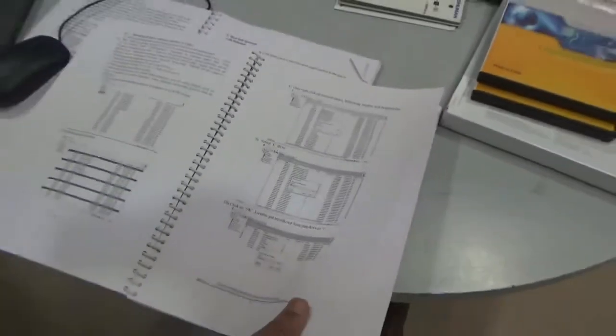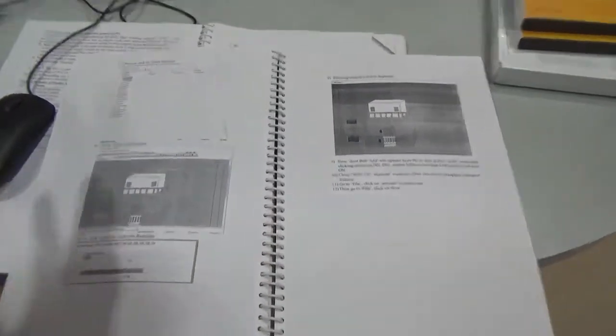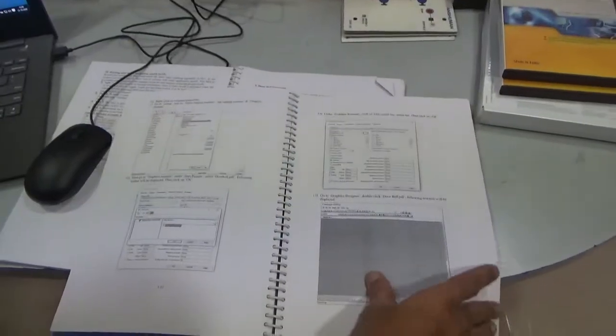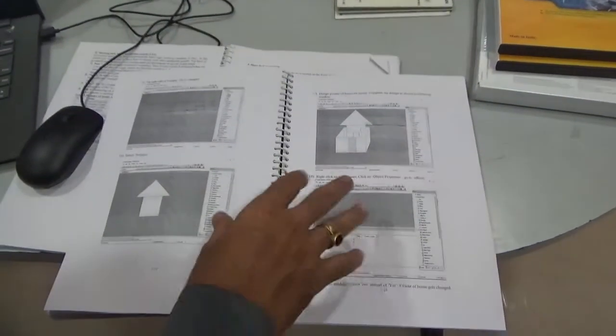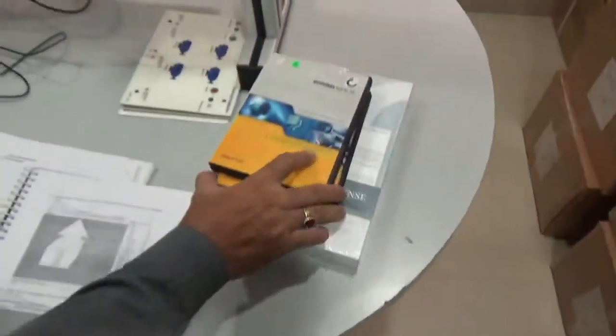This is a complete screenshot. You can follow the complete screenshot. Suppose this is a program for doorbell operation. So this is the complete procedure given here in the guide. For this SCADA operation, we have provided the SCADA software.